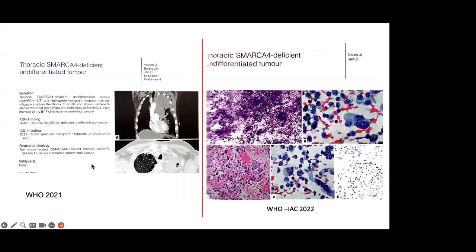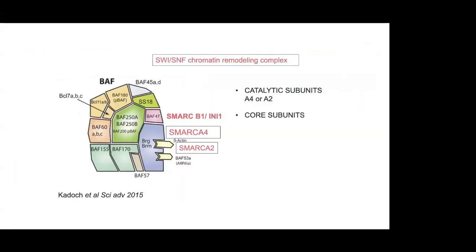So these two tumors, okay, and this thoracic SMARCA4-deficient undifferentiated tumor has been featured in WHO 2021 and WHO Cytology 2022, because on cytology they look pretty undifferentiated, and a high index of suspicion again should be there for making the accurate diagnosis of these tumors.